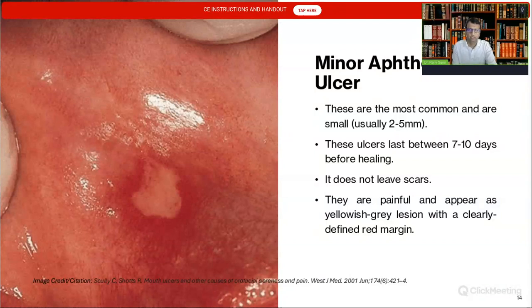Minor aphthous ulcers do not leave scars. They are painful and appear as yellow-grayish lesions with a clearly defined red margin. We can see the margins are clearly defined, and we can see clearly where the margins start and where they end.